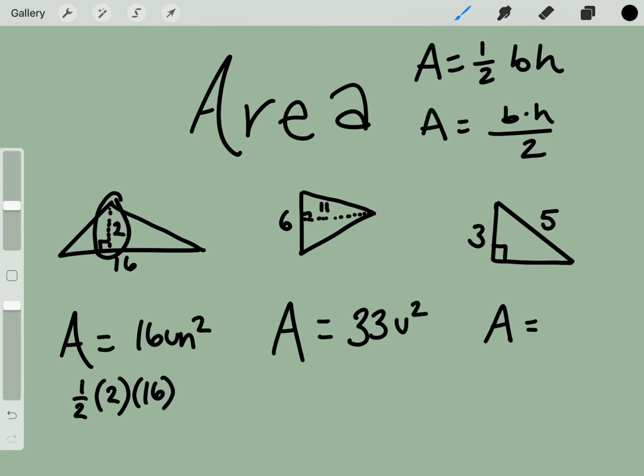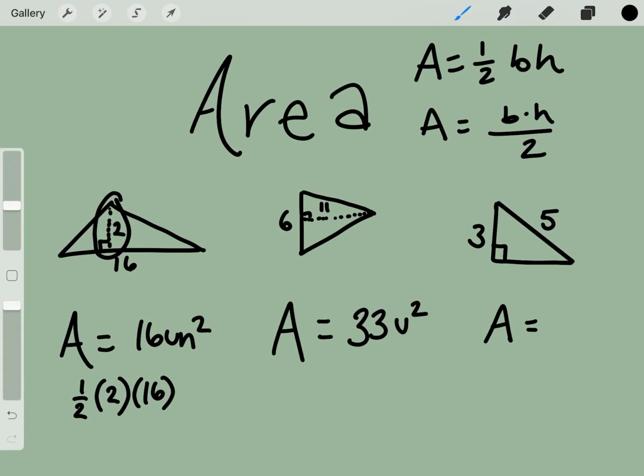Okay, now moving on to our last problem. We have two side lengths once again, but one is a leg and one is a hypotenuse of a right triangle, but we need both legs to find the area. We need the base and height, and the 5 just isn't either of those things. So we're going to once again use the Pythagorean theorem. This is the same type of triangle we just did in the last problem though.